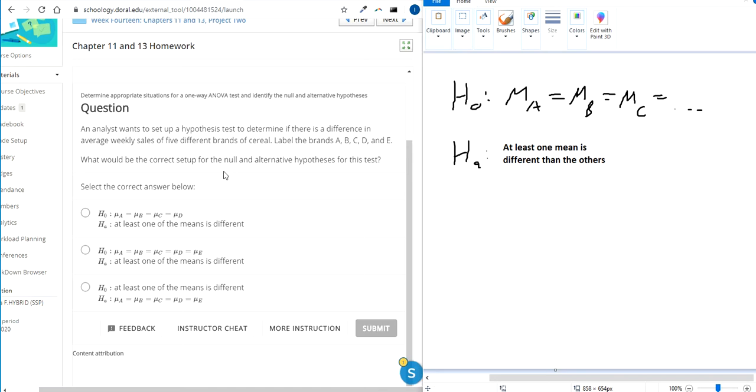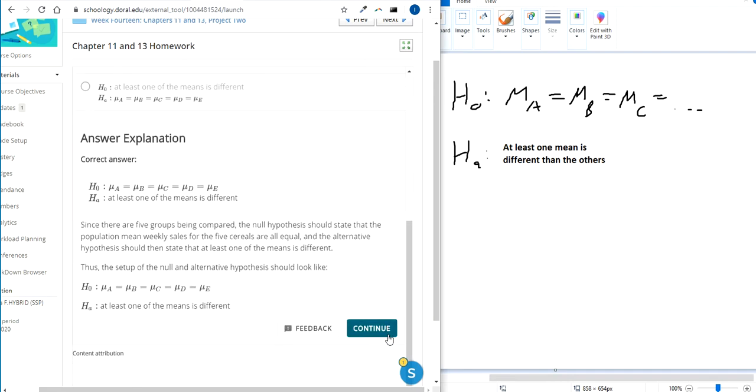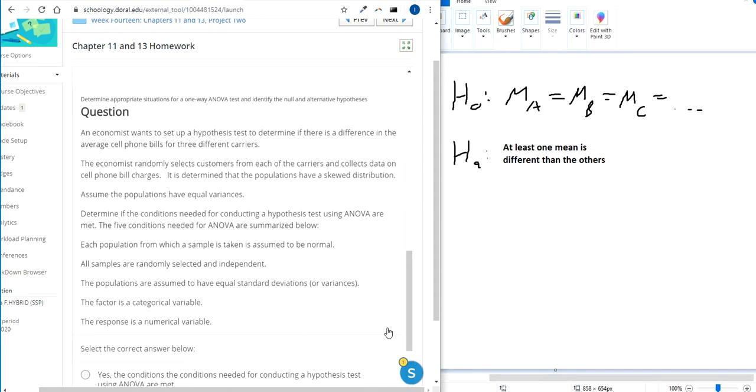But what would be the correct setup for the null and alternative hypotheses for this ANOVA test? These nulls look at, oh, actually one has just 4 means, one has 5 means. And an analyst wants to set up a hypothesis test to determine if there's a difference in average weekly salaries of 5 groups. So that means we have to exclude this one up here, okay? And then this is the correct order of the null and alternative hypotheses that we talked about. Remember, the null hypothesis is like the no effect model. So if everyone's equal, then nothing's really happened. There hasn't been any changes.